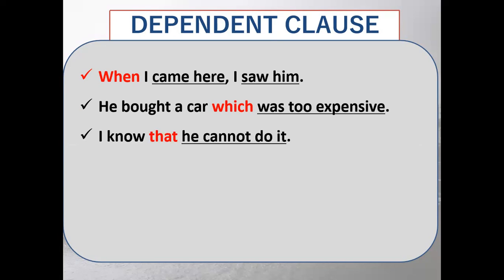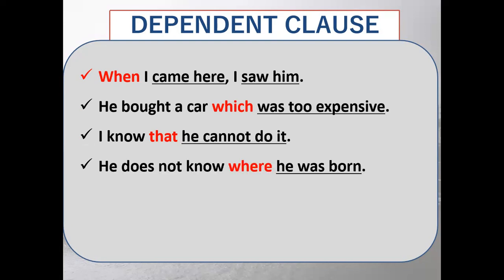Same in the next example, "I know." "I know" is giving you complete sense, but "that he cannot do it" is the part which needs assistance to complete its sense. And what is that? "I know." So the highlighted part in the red area, the upcoming part, is the dependent clause.